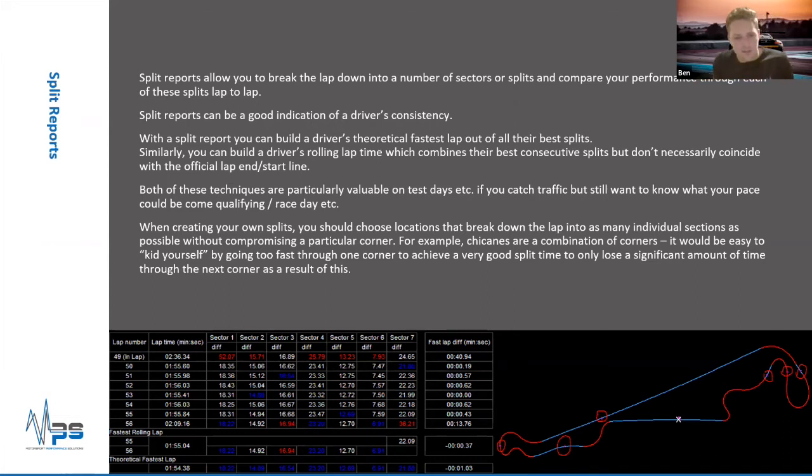The other good thing with these split reports is you can build what's called a theoretical fastest lap and also your fastest rolling lap. So theoretical just takes your best segment from each and builds them together to work out what your lap could have been. I mean, it can be useful on test days, etc.